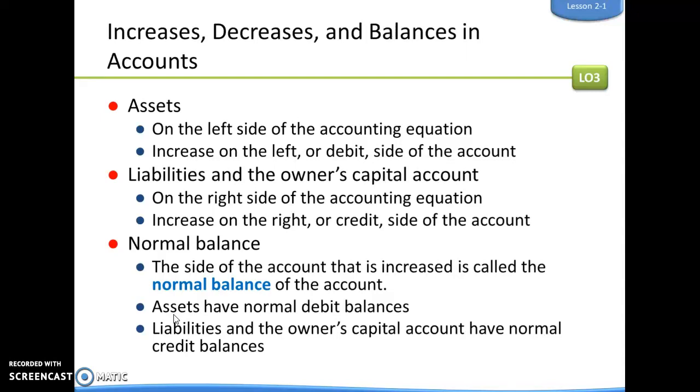The normal balance is the side of the account that is increased. So if you look at assets, which side would be the normal balance? Michael? Debit. The debit side. Okay, it increases on the debit side, so the debit side is your normal balance. Okay, it says that right there. Assets have normal debit balances. That means liabilities and owner's capital account have normal credit balances because they increase on the credit side.